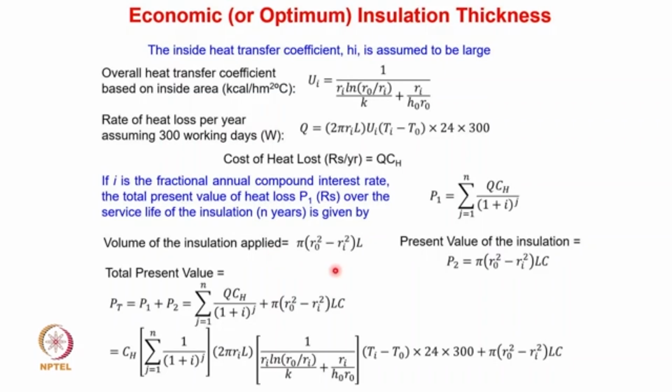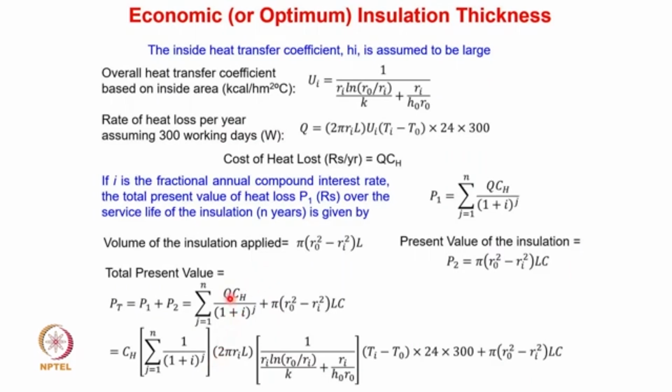Now if I multiply this particular equation by a cost factor, that gives us the present value of the insulation. Since the insulation cost we have to pay in the current year itself, the present value of the insulation will be pi into (Ro squared minus Ri squared) into Lc. The total present value of the cost will be P1 plus P2. So this P1 we have calculated here, plus this P2, which is the insulation cost. So this total we have taken here.